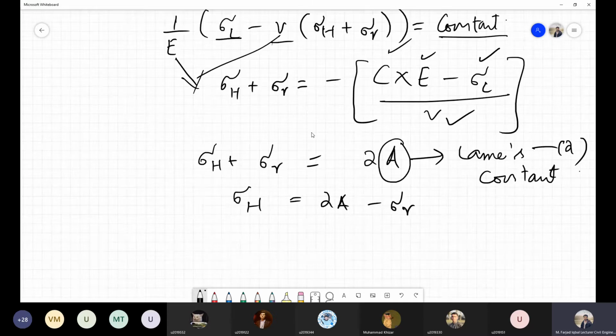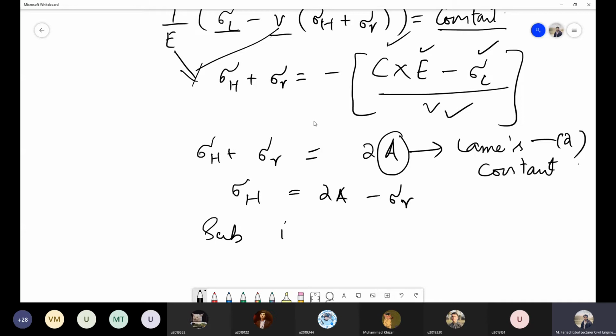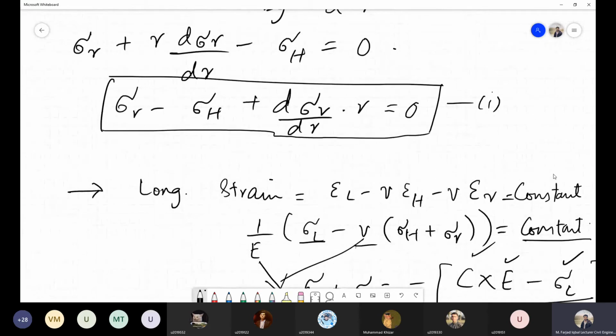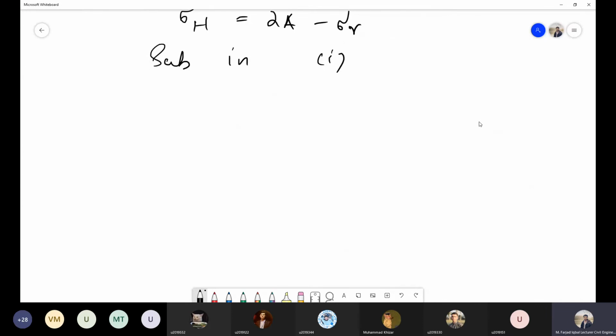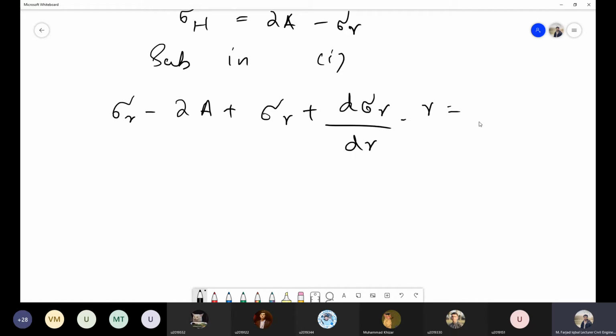Now if I substitute this equation in our original equation 1, which was this one, and substitute the value of sigma h into it, I will get this sort of equation: sigma r minus 2a plus sigma r plus d sigma r over dr. Now you can see that we have used the initial assumptions that we made before this calculation to derive the relation for the stresses or strains later on.